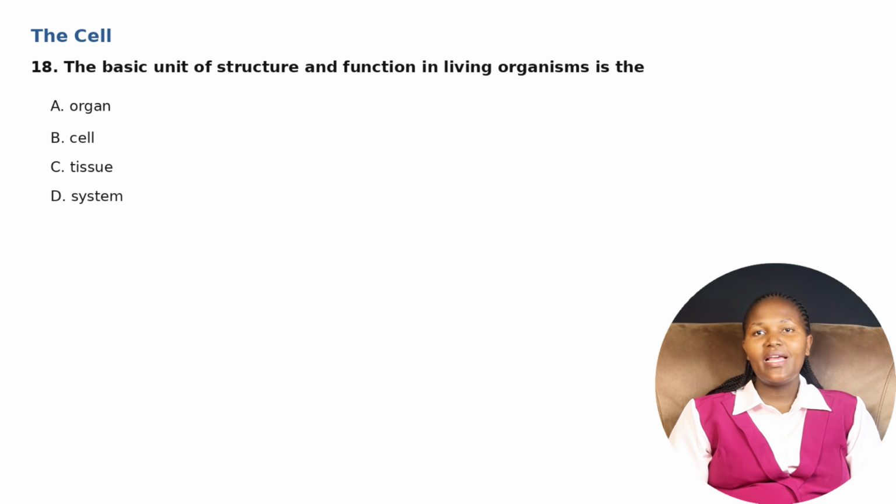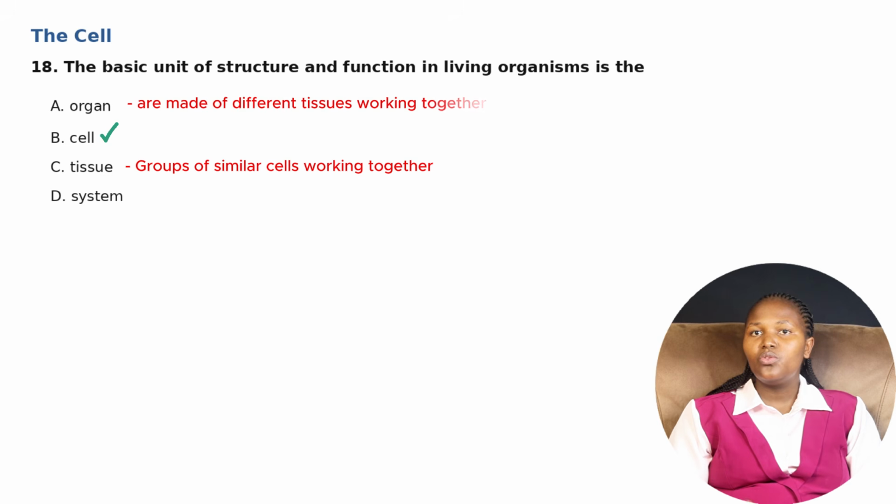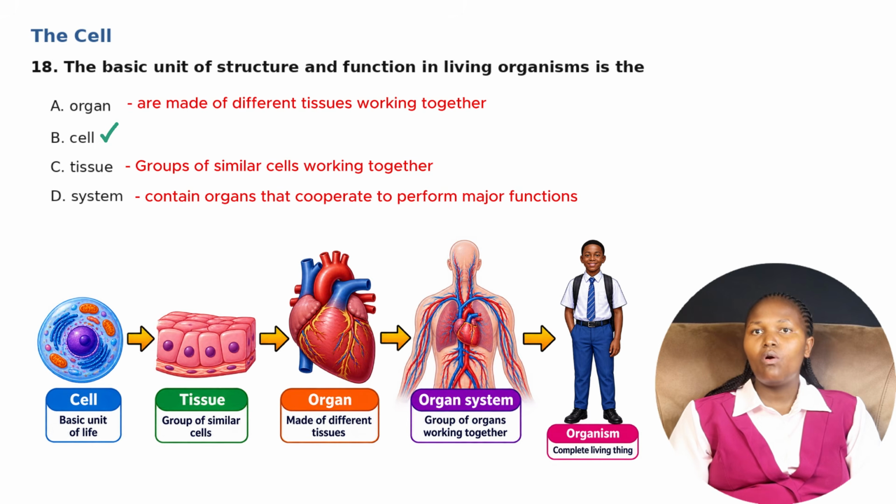The correct option there is B, the cell, because a cell is the basic unit of structure and function in living things. Tissues are groups of similar cells working together, and organs are made up of different tissues working together. And an organ system contains organs that cooperate to perform major functions. So the order is from simpler to more complex.